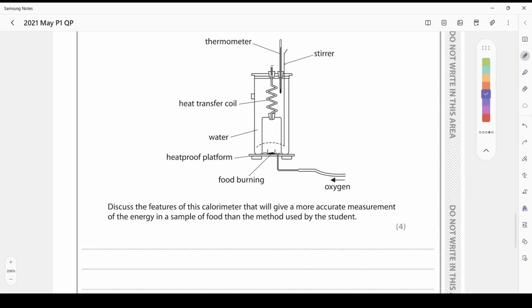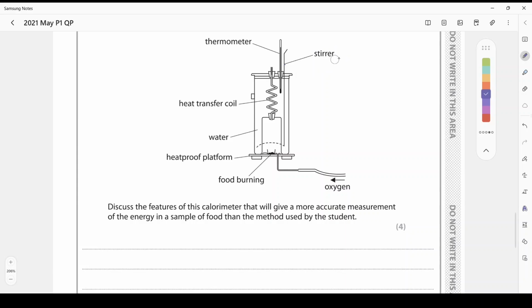That's one thing. Another thing is that, do you see where it says the heat transfer coil? That part is used to transfer the heat from this burning food to the water, and it does it more efficiently as well. Another thing that we notice here is that it comes with a stir, and that ensures that the heat is distributed throughout the entire volume of water.